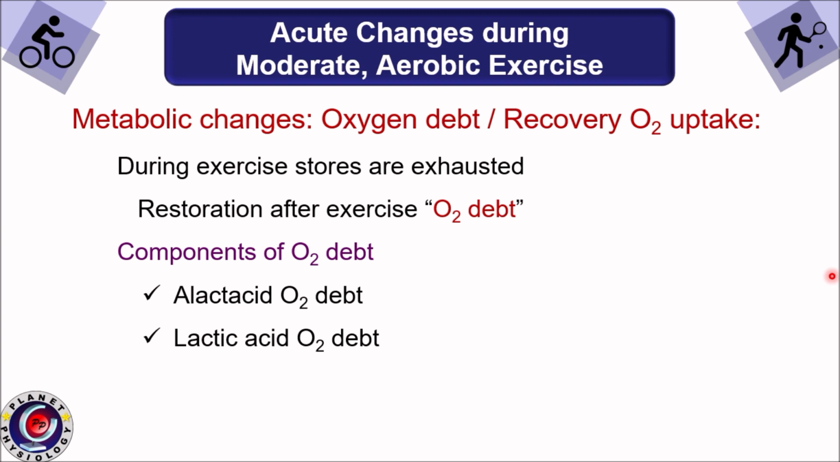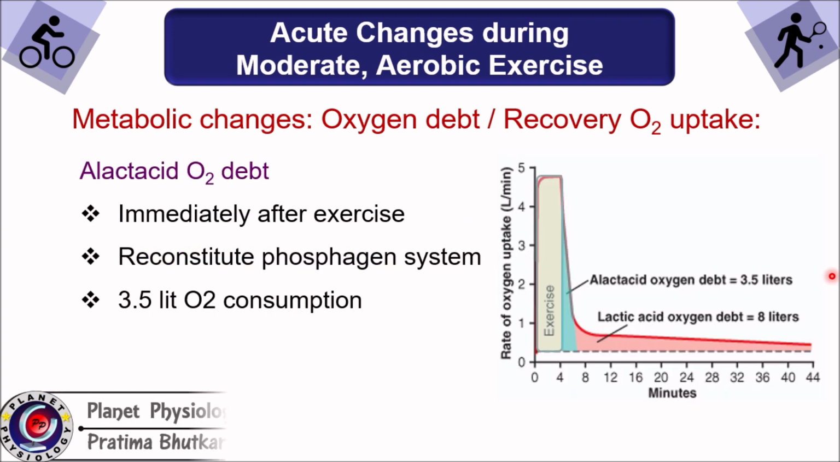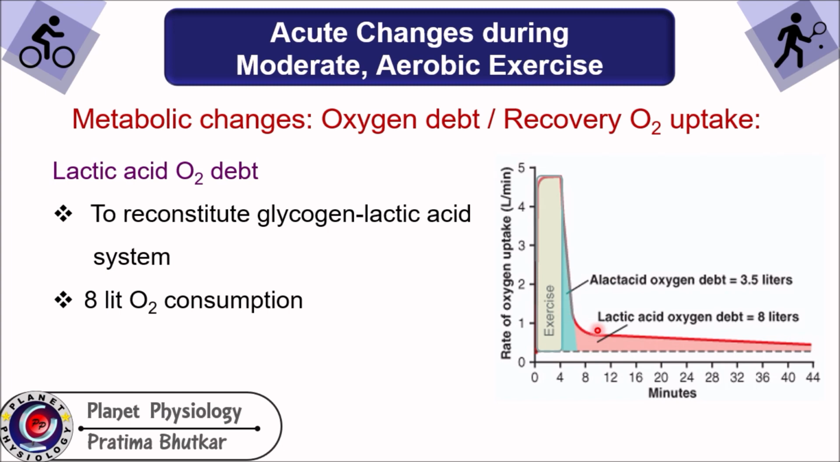So, it has got two components, alactic acid oxygen debt and lactic acid oxygen debt. Alactic acid oxygen debt occurs immediately after the stoppage of exercise. It is mainly utilized to reconstitute phosphagen system of the muscle. About 3.5 liters of oxygen consumption occurs during this particular phase. During lactic acid oxygen debt, about 8 liters of extra oxygen is consumed after the exhaustive exercise, and this is mainly utilized to reconstitute glycogen lactic acid system. So, here we finish with the metabolic changes.